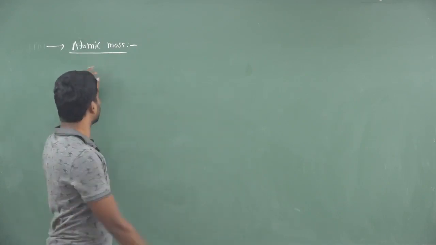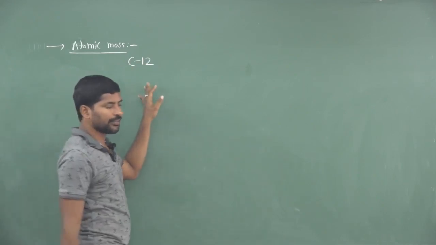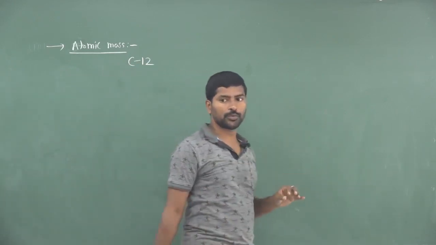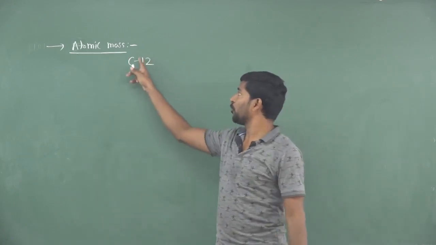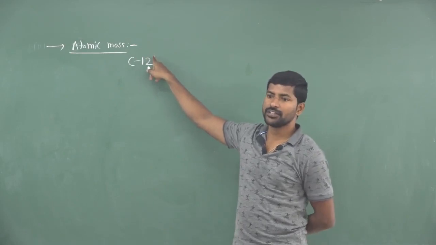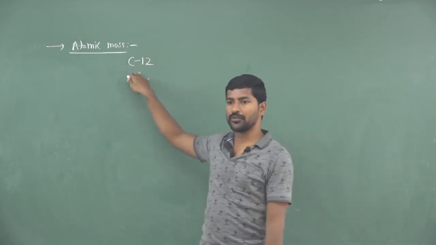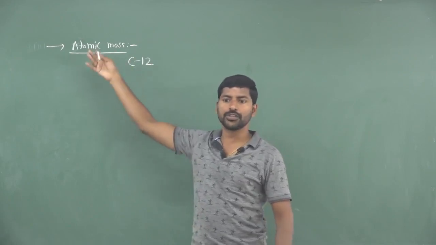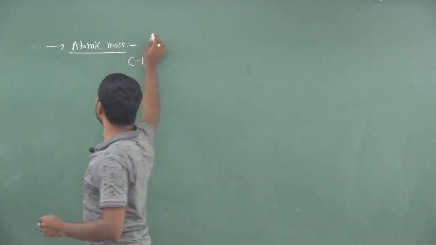That reference we take is carbon-12 only. Carbon-12 is the stable isotope of carbon, its natural abundance is high, and it has a whole number mass. That's why carbon-12 is preferred. So with respect to the carbon-12 mass as reference, we can give the mass of other atoms. Now write the definition of atomic mass.